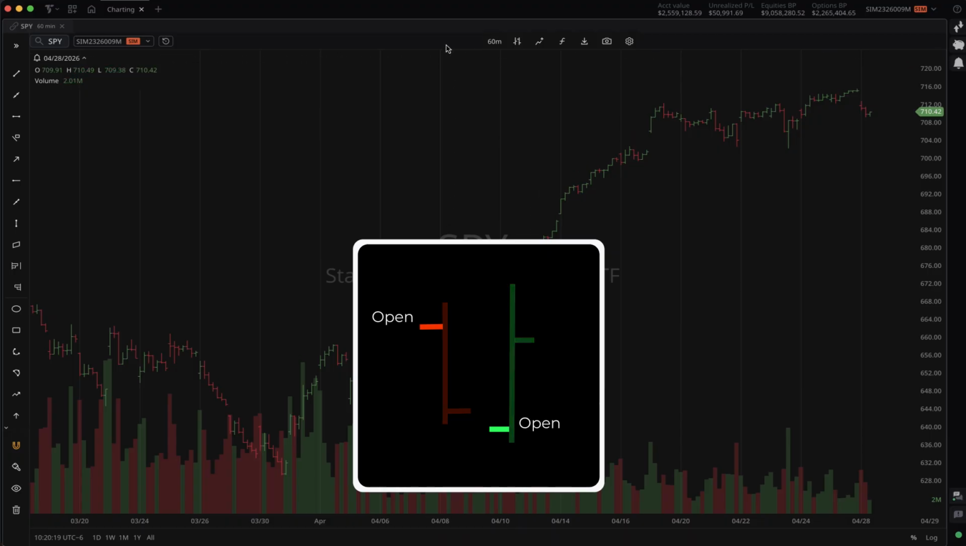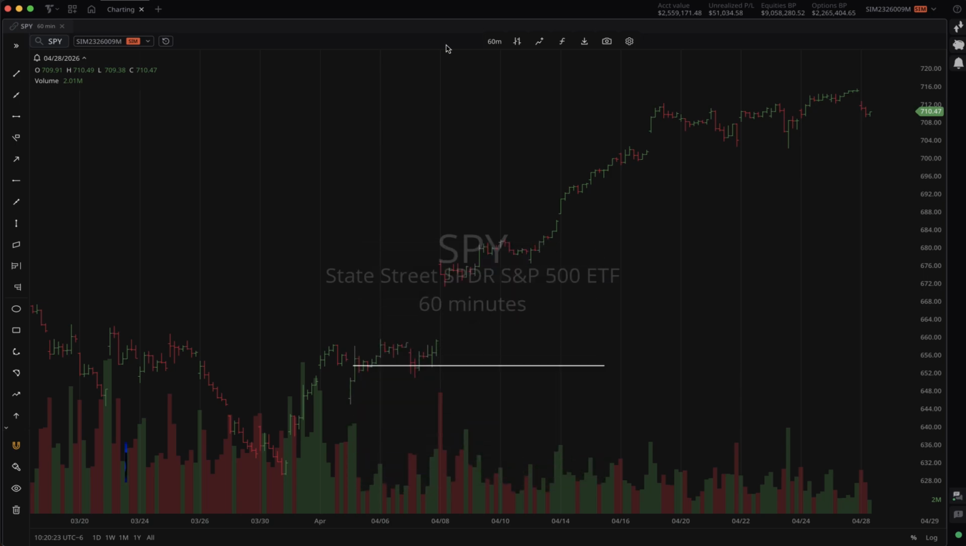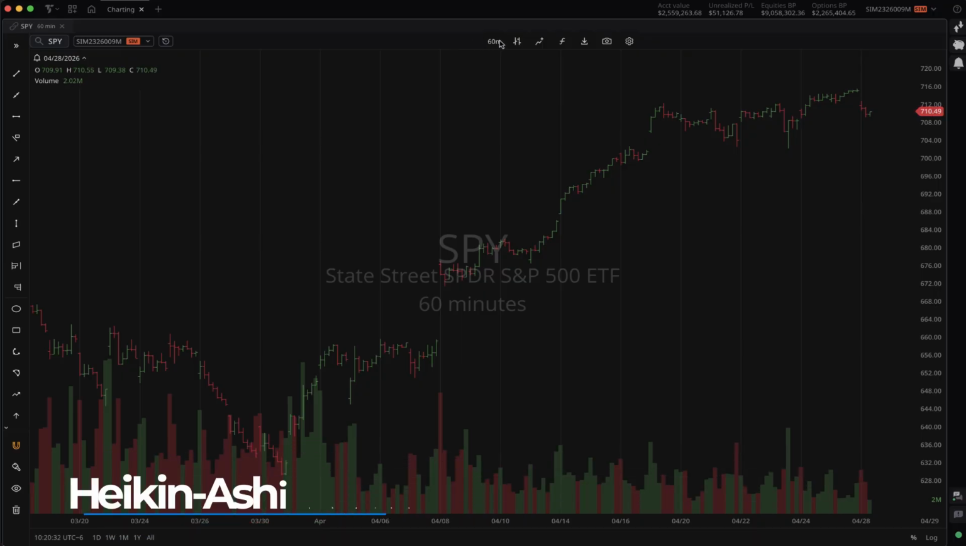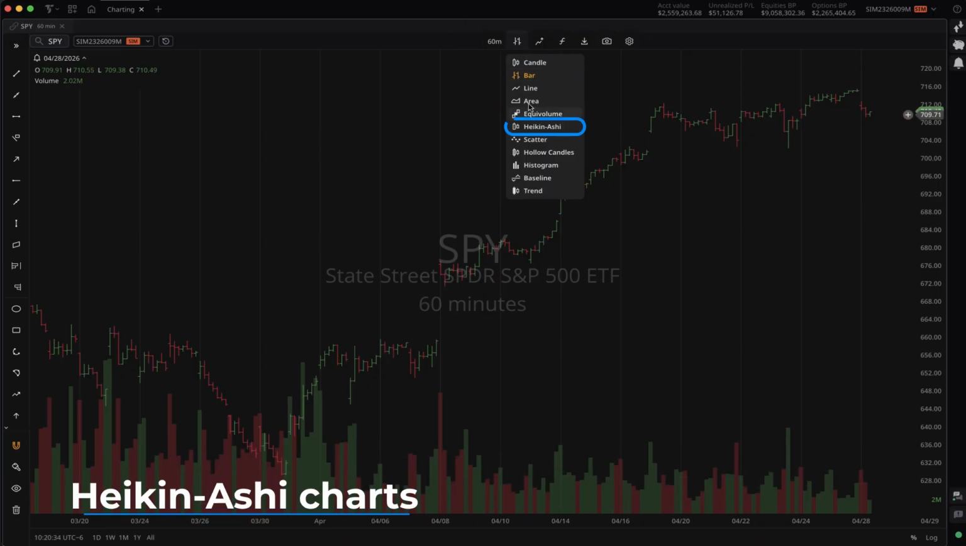Bar charts carry the same data but in a more compressed visual. A tick on the left for the open, a tick on the right for the close, a vertical line for the range. A lot of futures traders prefer bars, especially when they're watching multiple contracts at once and need the chart to stay clean. Heikin-Ashi is worth knowing if you tend to get shaken out of trends.